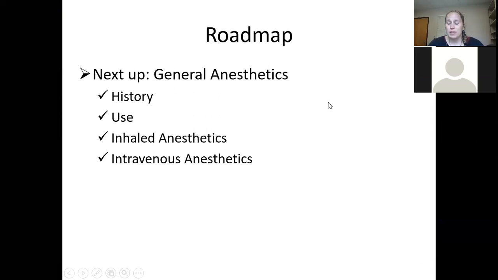So just the roadmap, and this is a very general roadmap, but again, it's kind of nice to just see where we've been and where we're going with our material. So we've talked about history, we talked about use a little bit yesterday. We're going to continue talking about inhaled anesthetics today and then move into intravenous.